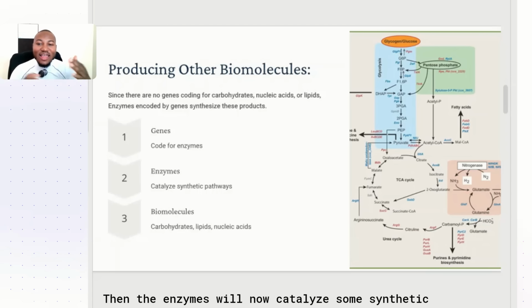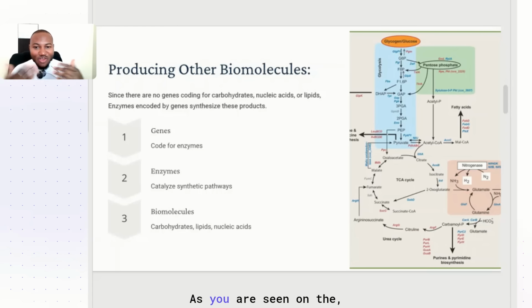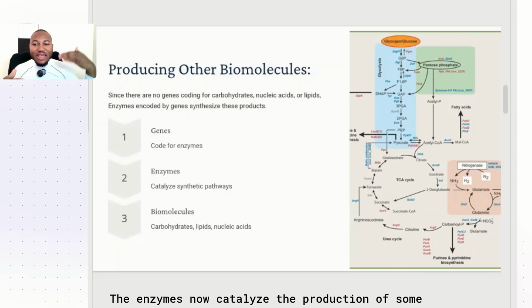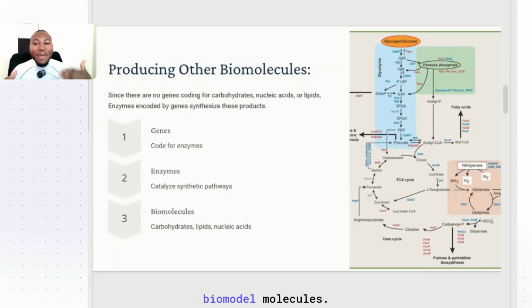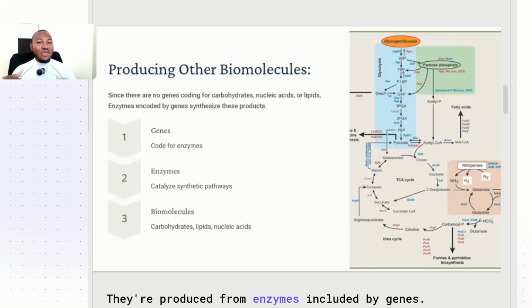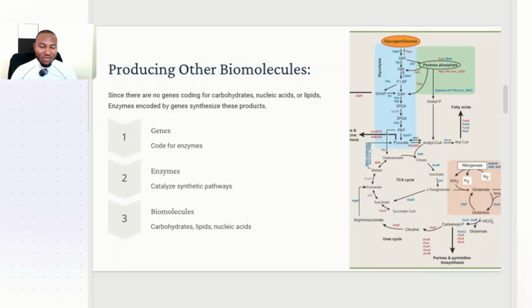Then the enzymes will now catalyze some synthetic pathways, as you are seeing on the diagram there. There are a lot of pathways there, but that's what I'm going to treat during biochemistry. Now, what happens? The enzymes now catalyze the production of some biomolecules, like what? Like carbohydrates, like lipids, like nucleic acids. So that solves that question about how carbohydrates, nucleic acids, and lipids are produced. They're produced from enzymes encoded by genes, right?